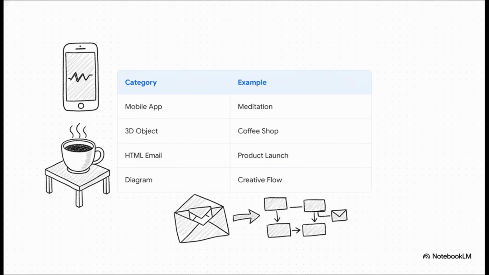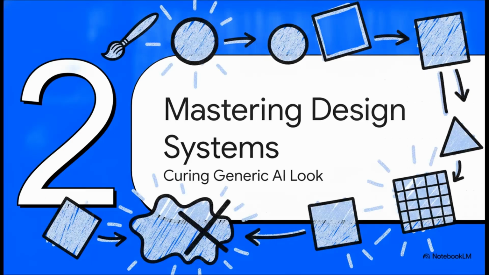Seriously, you can generate a mobile app design for a meditation app or render 3D objects like a whole isometric coffee shop that you can even export in different 3D asset formats. You can draft HTML emails for a big product launch or map out really complex diagrams for your creative workflows. It immediately gives you a highly structured starting point for, well, almost any kind of creative work you can think of. Moving on to Section 2, mastering design systems, curing the generic AI look.